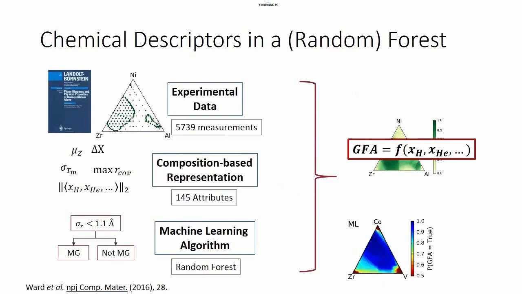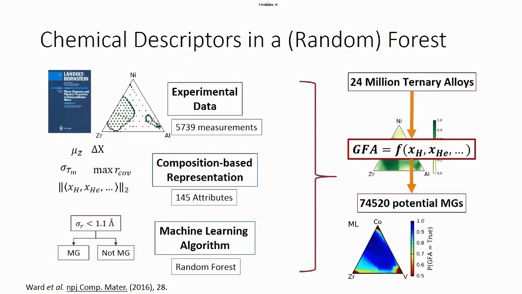And now we can turn this loose on the entire periodic table, or the subset that we're interested in. And all of a sudden, we've got 24 million alloys that we could potentially make in ternary and quaternary space, of which about 75,000 are potentially metallic glasses. And so we've constrained a very large search space, not using eutectics or atomic size explicitly, but using a model that is basically doing a classification pass-fail.